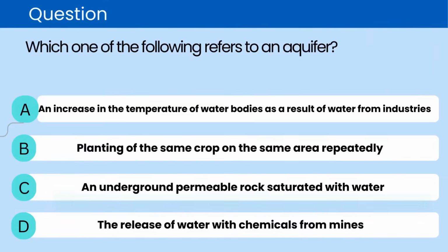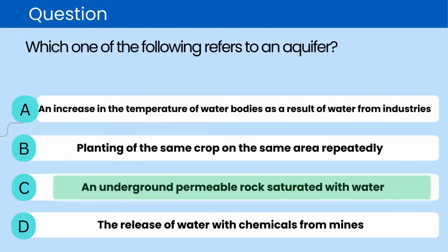The correct answer is C. An underground permeable rock saturated with water. An aquifer is a geological formation that stores and transmits groundwater, usually composed of permeable rocks or sediments.